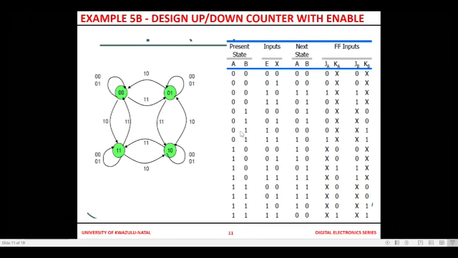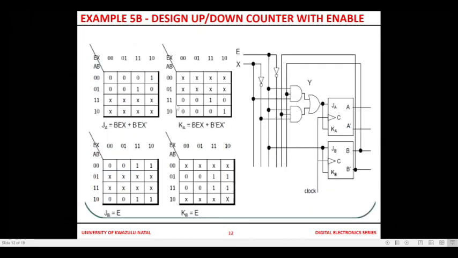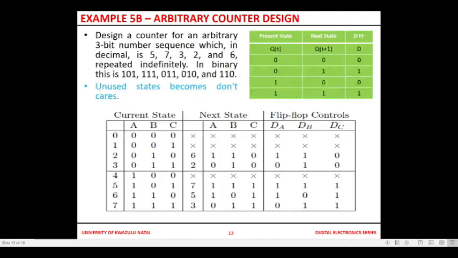So from that, count as normally, the binary encoding is already there. You've been given A, B. Inputs are EX. Make sure you tell me the order of inputs. Next state is AB. Then your flip-flop excitation table gives you JA, KA and JB, KB. So you go to the Karnaugh maps, minimize, and you will get your circuit as that. Go through these examples, understand properly.